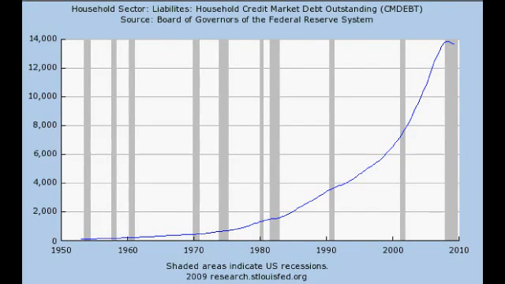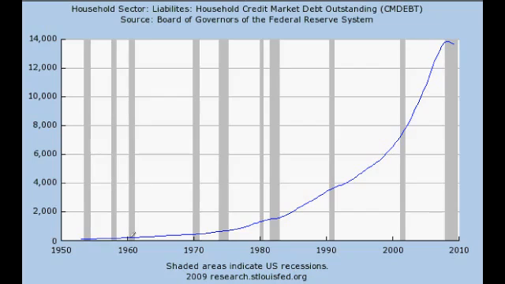Charts of the day today brought to us courtesy of the St. Louis Fed, link in the box. It's household sector liabilities, household credit market outstanding, basically US household debts. We start in 1950, where the average US household owed bugger all, $1 billion.